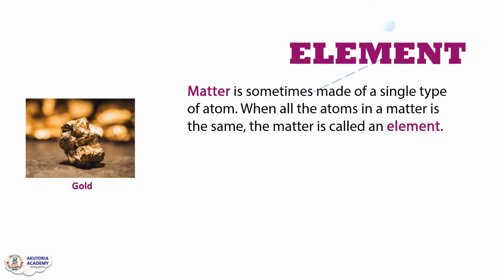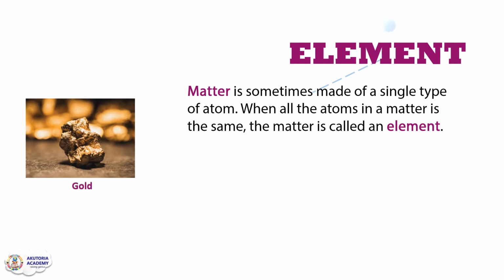Matter is sometimes made of a single type of atom. When all the atoms in a matter are the same, the matter is called an element. Now, let me explain. When you have a matter, an object, a substance, liquid, solid, or gas, and the atoms in it are the same, we call it an element.